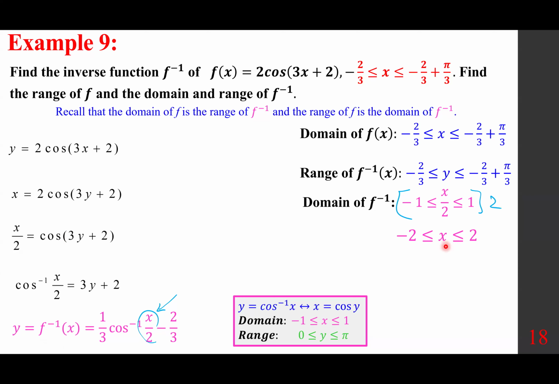This is the domain of f inverse, which is the range of f. And we're done. Okay, everybody, it's that simple. We are done. But again, let's quickly look at a second method.